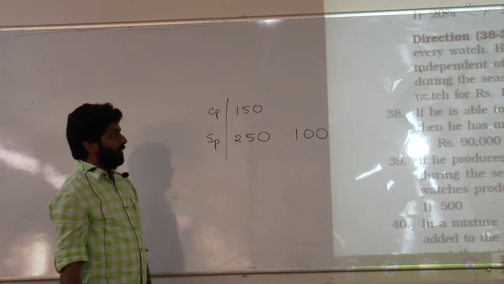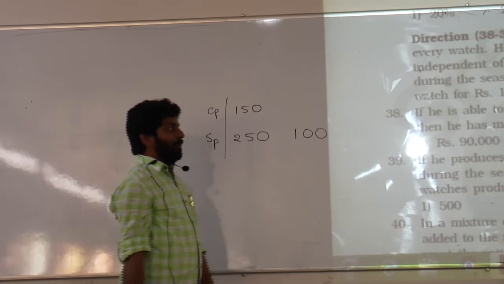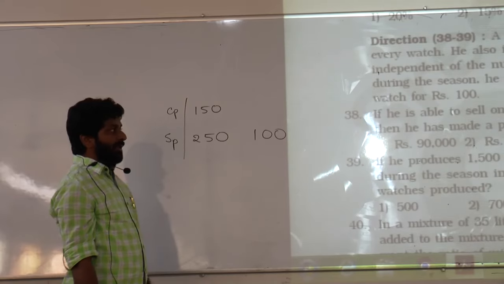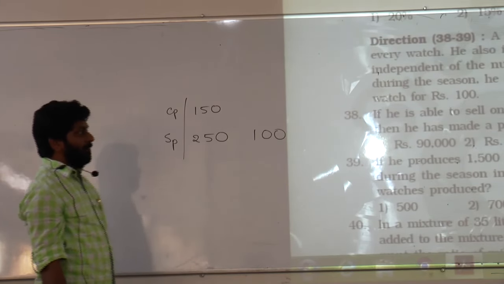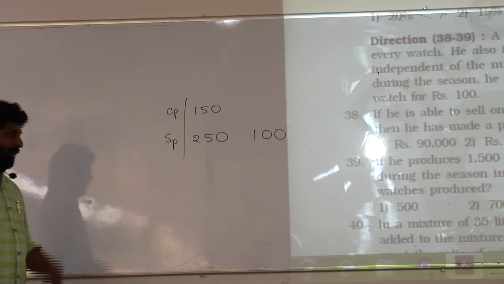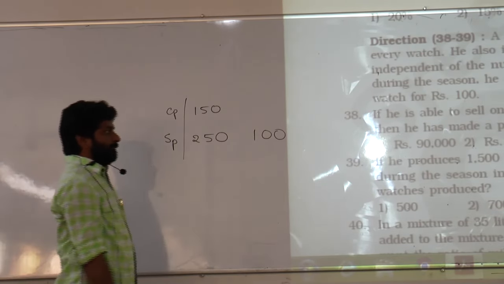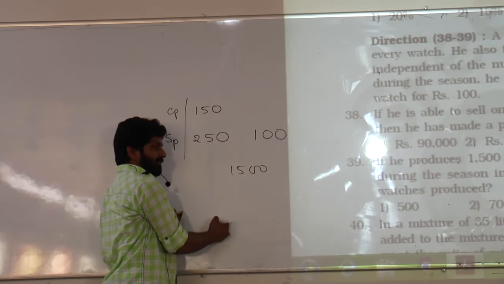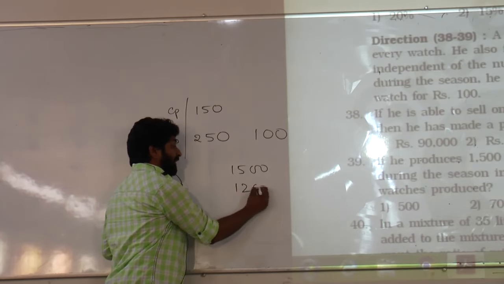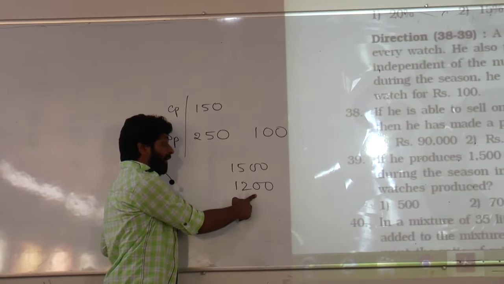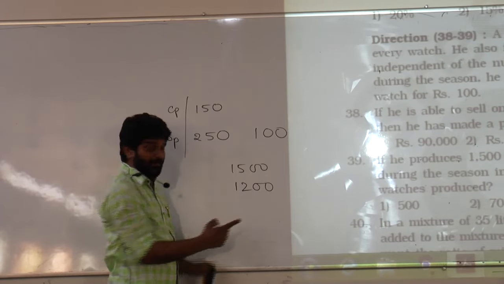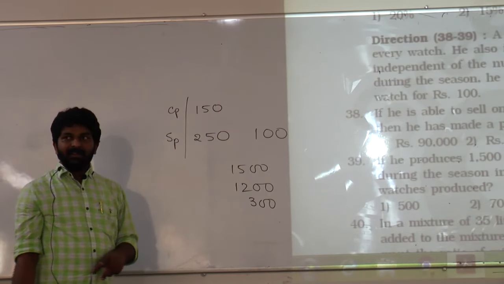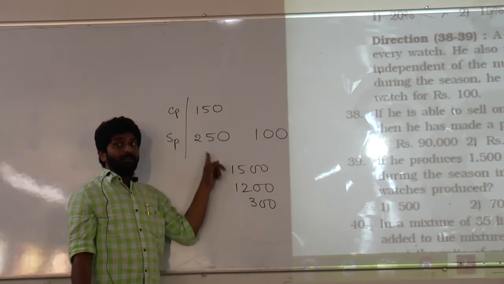Now, question number 38. If he is able to sell only 1200 watches out of the 1500 he has made in the season, then he has made a profit of, you need to calculate the total profit, right? Now, during the season, out of 1500 watches, he is able to sell 1200, and the off season 300. Okay? Now, during the season, on every watch, how much profit will you get?